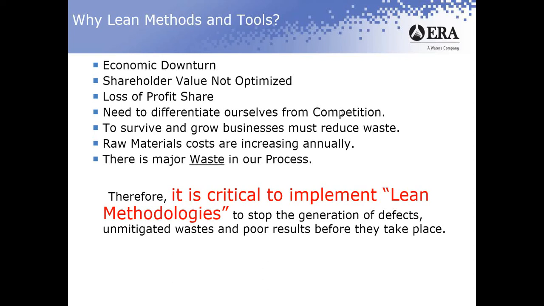Really, you want to grow and survive, so you want to reduce your waste. Costs continue to go up. Raw material costs continue to go up. So how do you control your inventories, those types of things. And really, when you think about lean, I look at it as common sense. The main focus is reducing waste. So, highlighted in red there, it's critical to implement lean methodologies to stop generation of defects, unmitigated waste, and poor results before they take place.